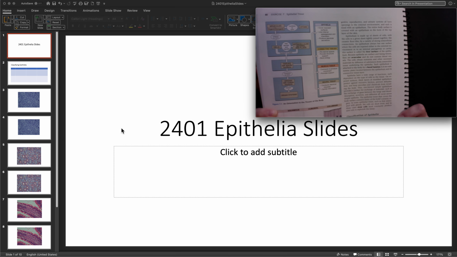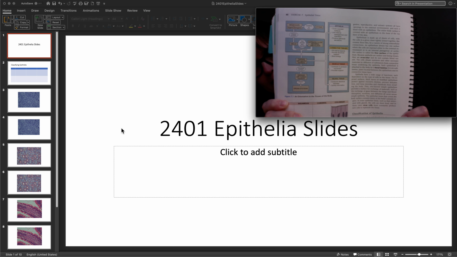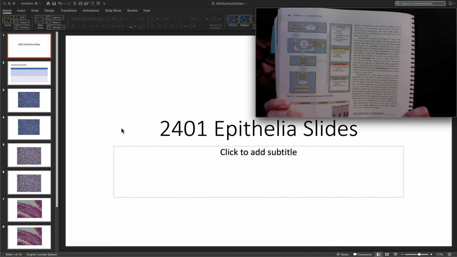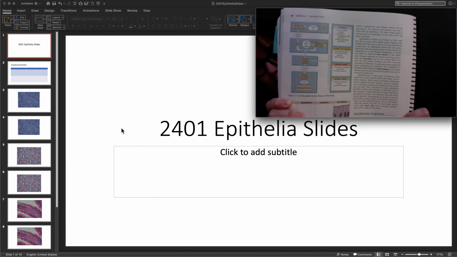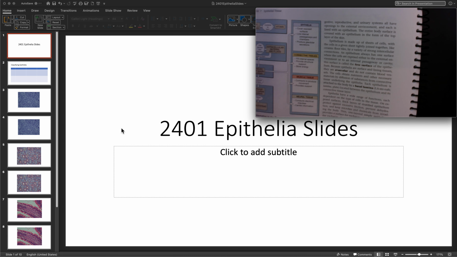I can't point, the book's too heavy. And there are 4 types of tissues. The tissues combine to form organs, and the organs combine to form organ systems, and then that makes an organism, which is you. So the different types of tissues, we've got epithelia.